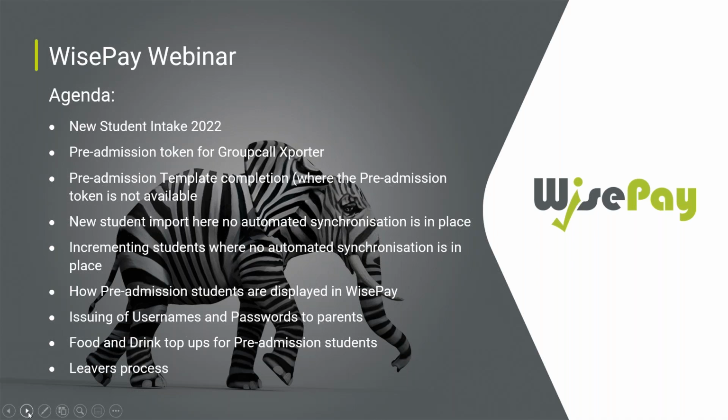Today we're going to be looking at importing and new admissions, and we're going to look at the leavers process at the end. So we're going to take you through the new student intake for this year, pre-admission tokens for users of Group Call Exporter, the pre-admission template completion where the pre-admission token is not available, and I'll explain more about that later, the new student import where there's no automated synchronisation in place, and how to increment students where there is no synchronisation, how the pre-admission students are displayed in WisePay, the issuing of usernames and passwords to parents, food and drink top-ups for the pre-admission students, and lastly, we'll look at the leavers process.